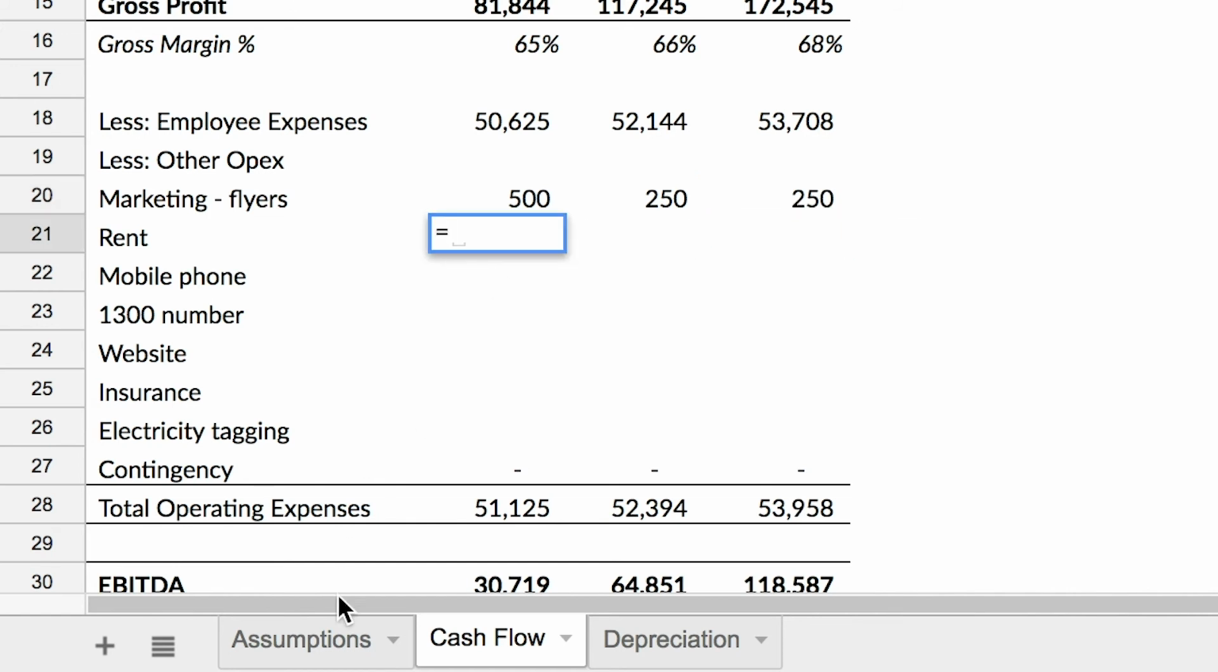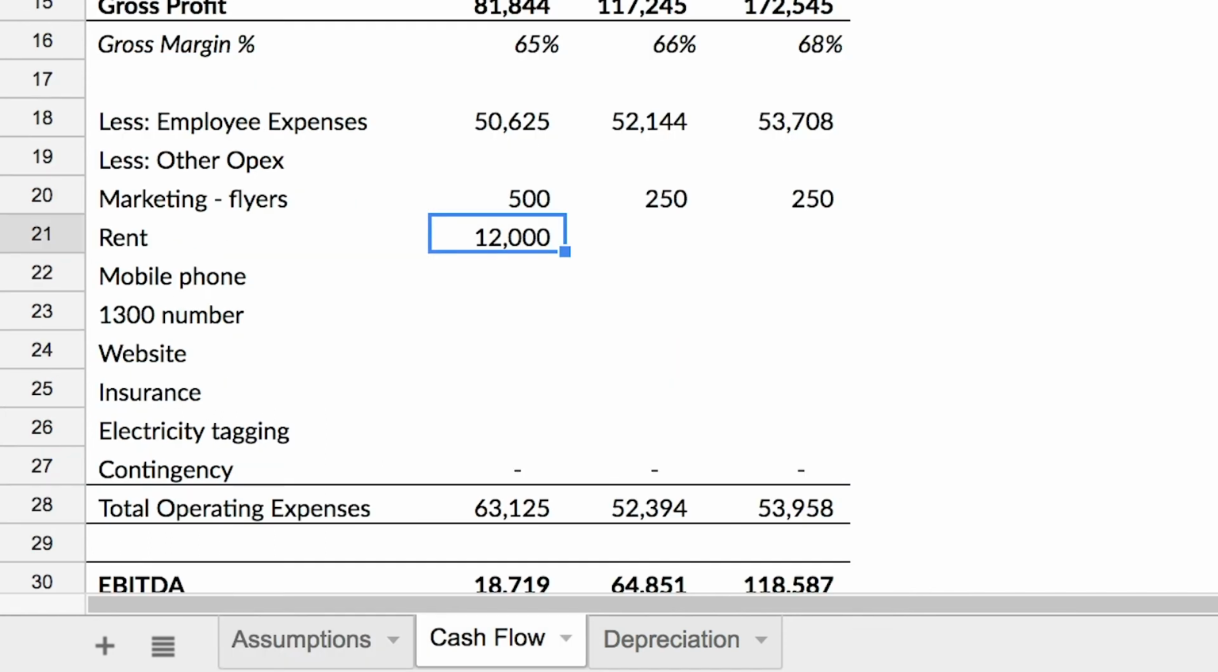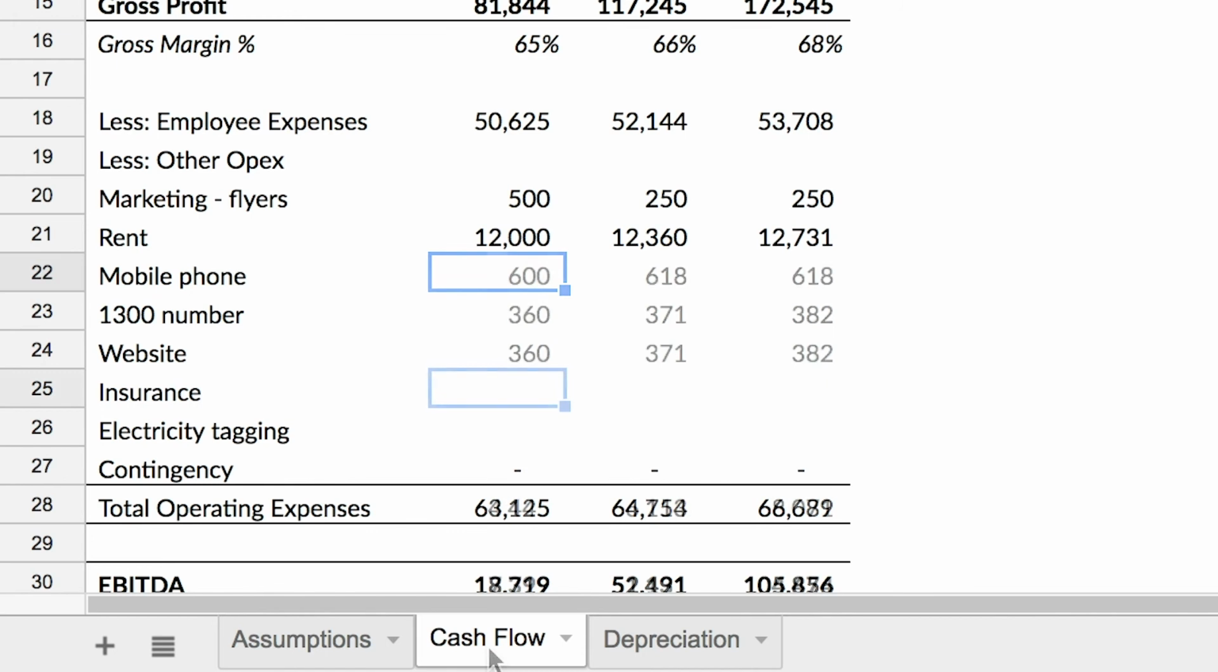Rent, let's go back and calculate our rent. So we've inputted our rent on a monthly basis, so we know we're going to be operating roughly 12 months of the year. Our landlord doesn't really care that we're not operating that whole time. We're going to have to pay for the full 12 months, our annual rent. We can copy that same formula over and it'll pull the assumptions from one cell to the right.